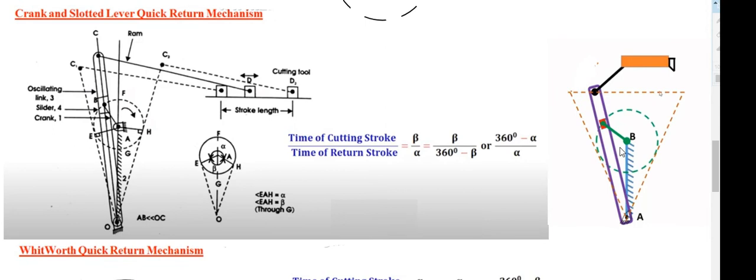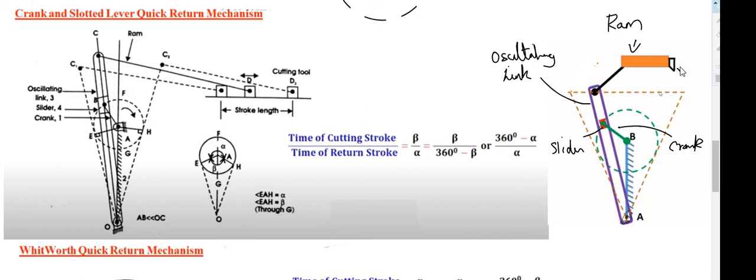So this is a crank and slotted lever mechanism. You can just see this one first, then we will go about the other one. In crank and slotted lever mechanism, there is a crank. This is the crank. And there is a slider. The slider is actually this one. Then this is an oscillating link. And this one is known as a ram.